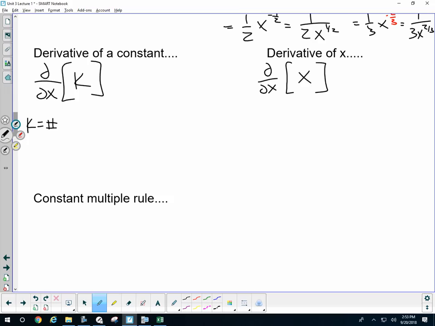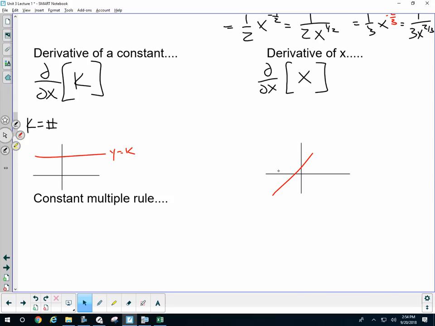Well, I should be able to get these graphically, and I'd prefer people to think about these situations graphically rather than go straight to the rule, because I want us to remember that it's all about tangent slopes. If I have y equals k, or if I have y equals x, you should be able to tell me, without using the limit formula, and actually without using the power rule right now, what our answers would be. Okay, discuss with your neighbors. What do you think the derivative of k is and the derivative of x?